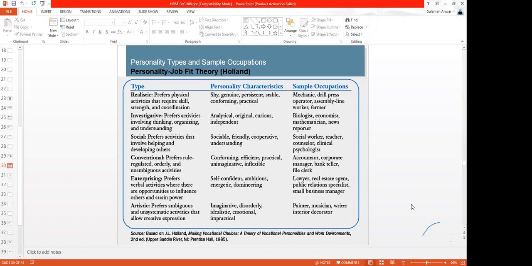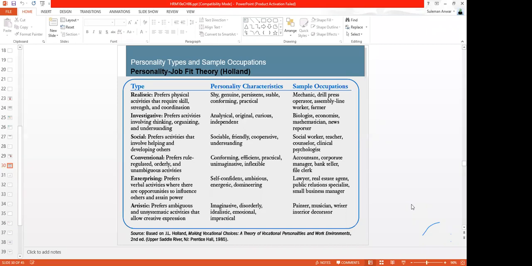they are related with, for example, look at the first type of personality, which is realistic, right? In the realistic category, it says the person prefers physical activities that require skill, strength, and coordination.